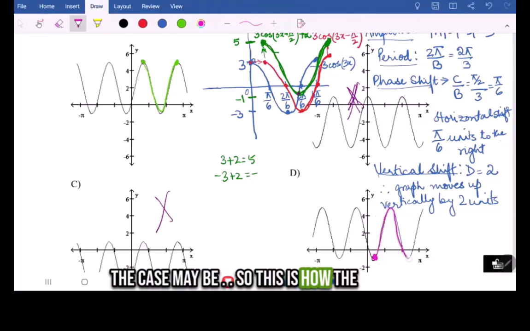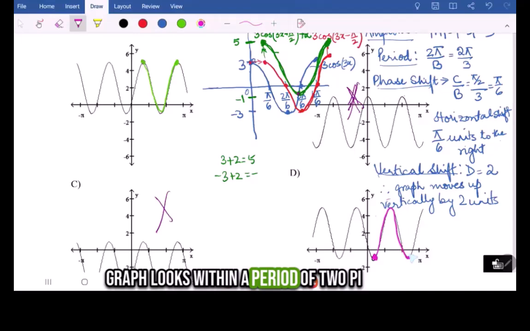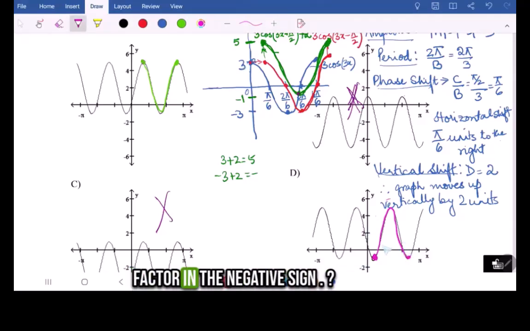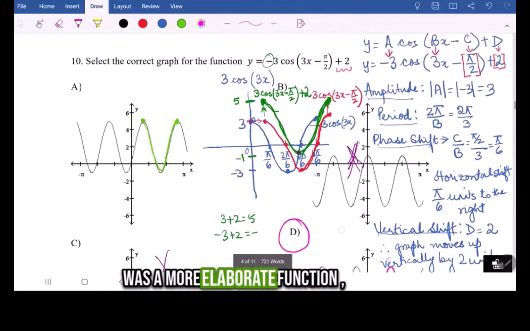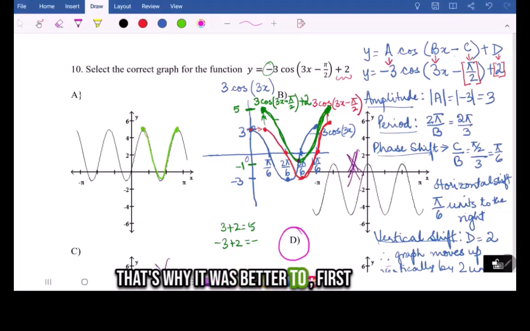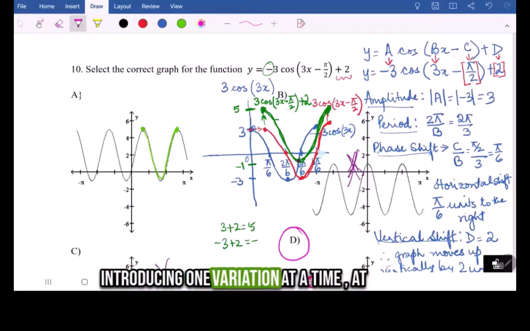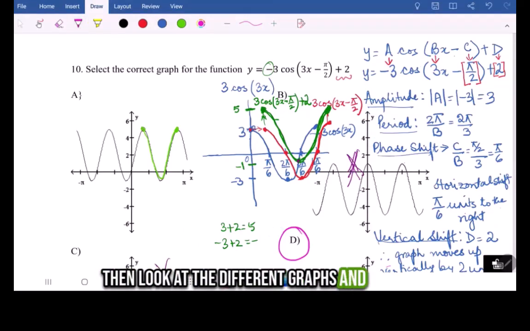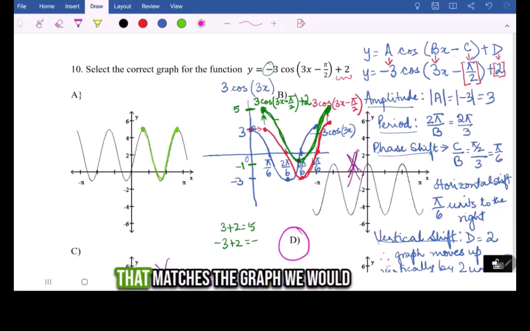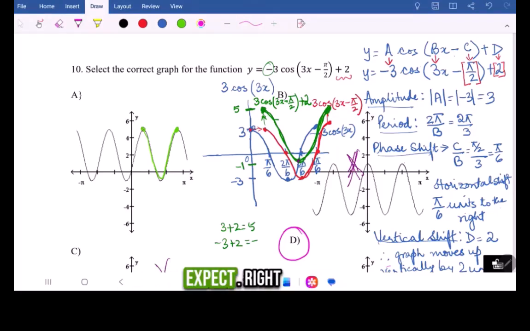So this is how the graph looks within a period of 2 pi over 3. So what was an upturned U has become a downturned U once you factor in the negative sign. Therefore, D is our choice. Since this was a more elaborate function, that's why it was better to first draw the graph gradually, introducing one variation at a time, at most 2, and then look at the different graphs and try to eliminate and pick the one that matches the graph we would expect. All right?